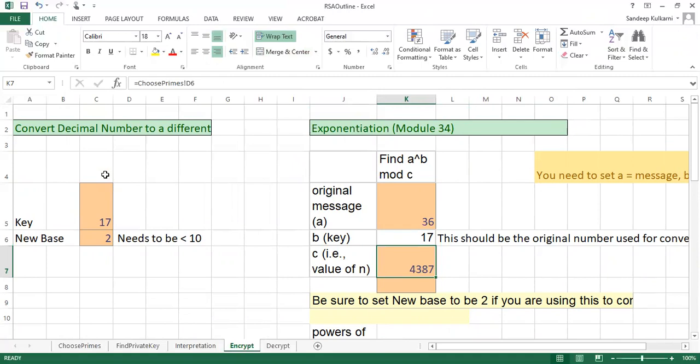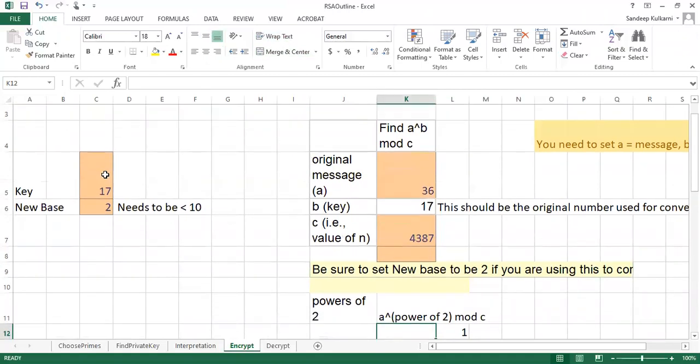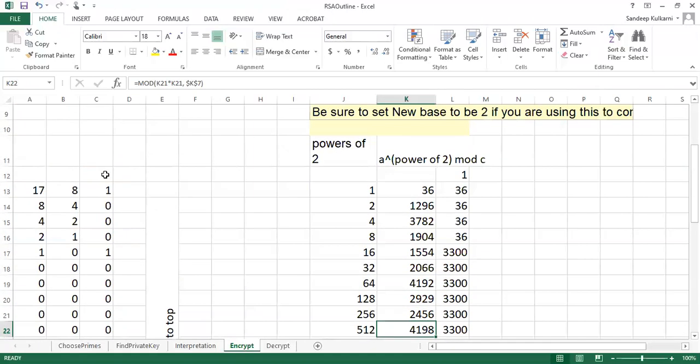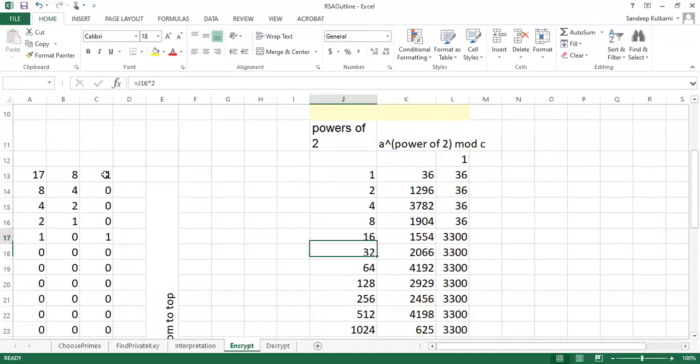4387 is the value of n from the first sheet. So what it is doing is, on this column, it is just computing the powers of 2. So it's 2 to the power 0, that's 1, 2 to the power 1, 2 to the power 2, 2 to the power 3, and so on. Here, we are going to compute the squares. So 36 is the original number.